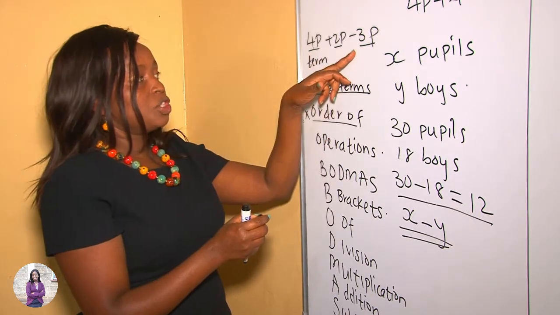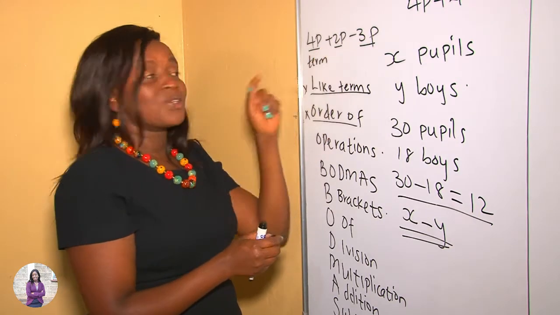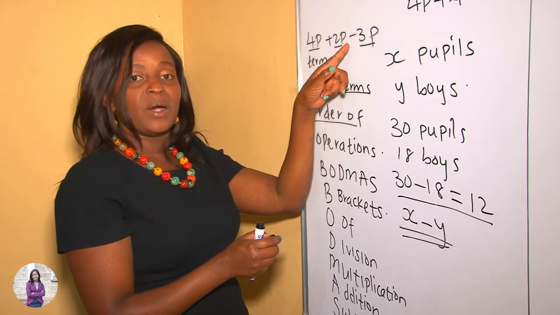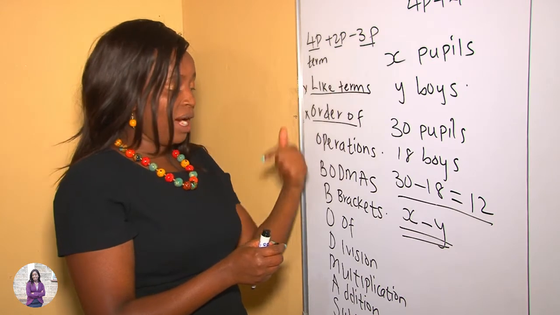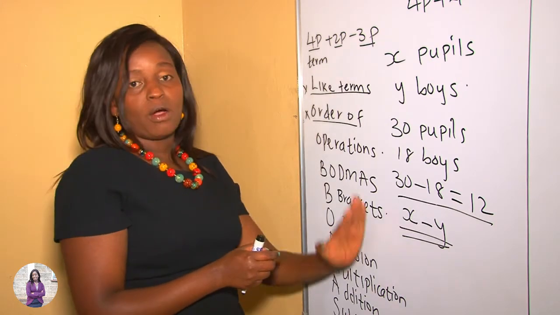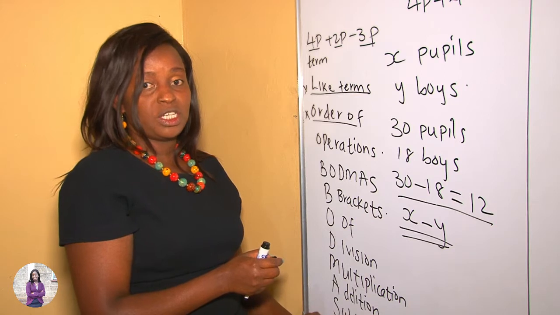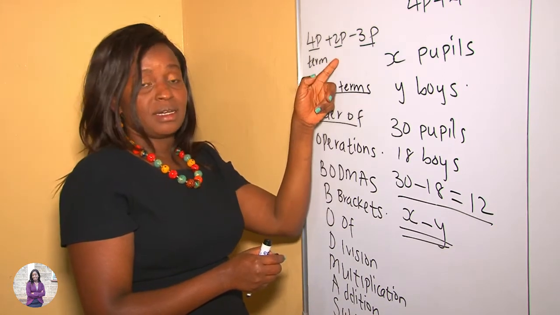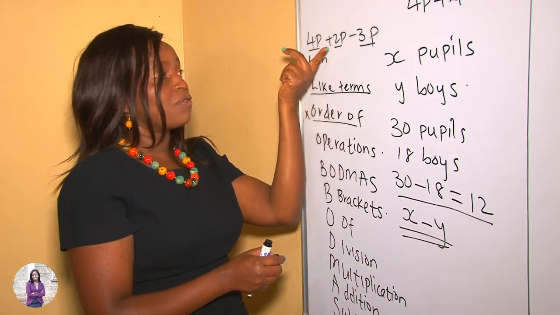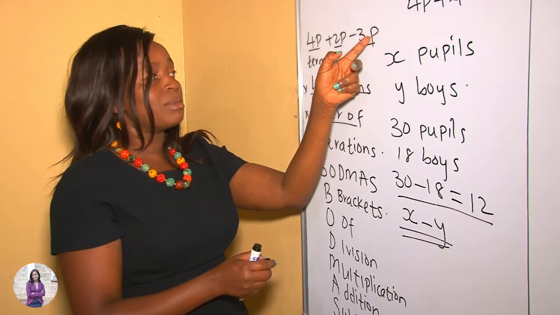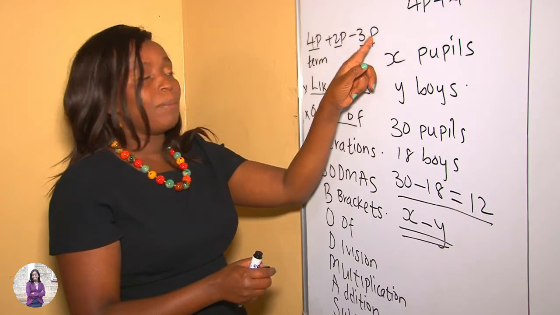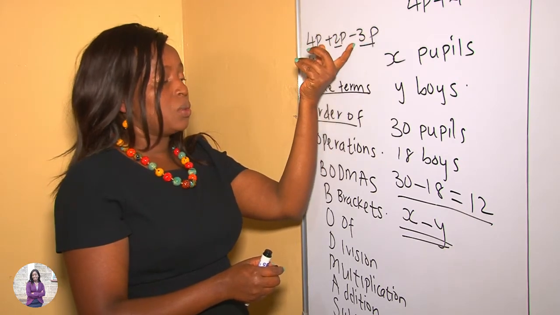When you look at this question, there is more than one sign. This is addition, this is taking away. Therefore, this brings your attention to factor in the order of operations when working out. You have to adhere to it to get the correct answer. So to begin with, let's solve this example. 4p, 2p, 3p. All these are like terms because they have p, p, p.